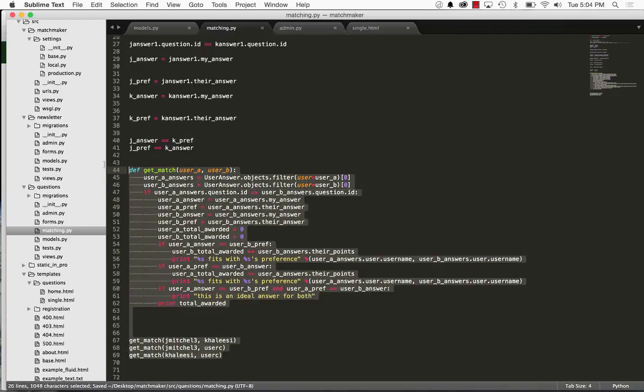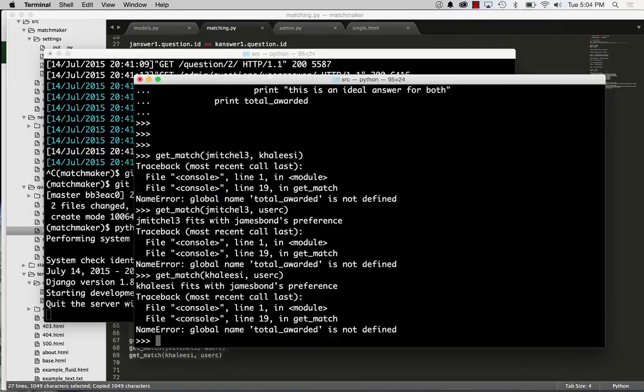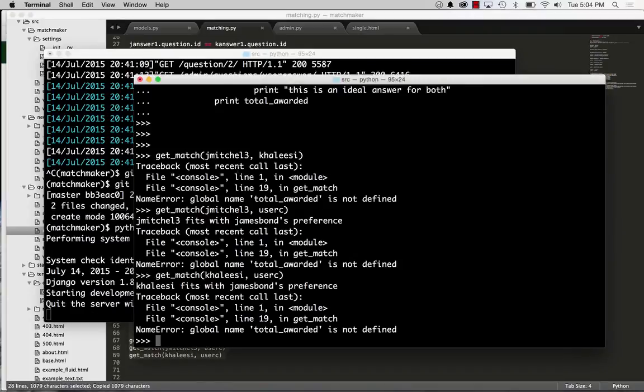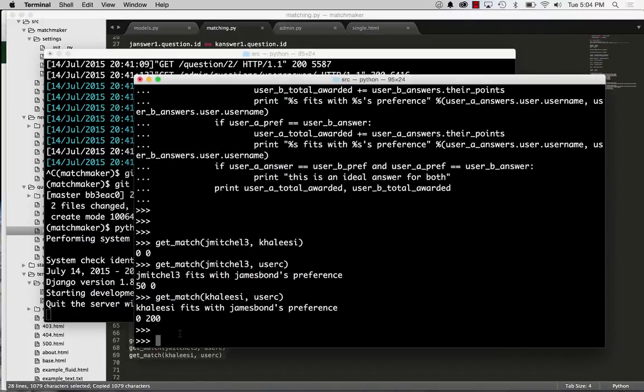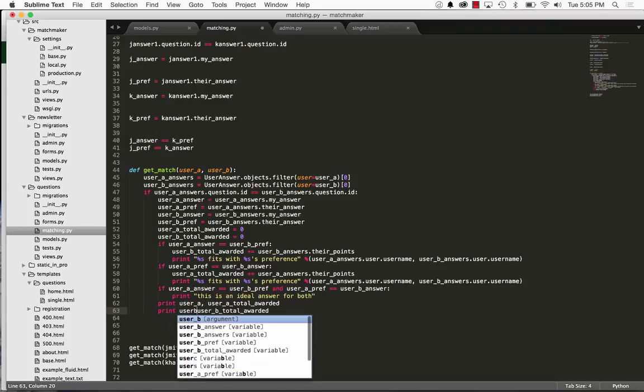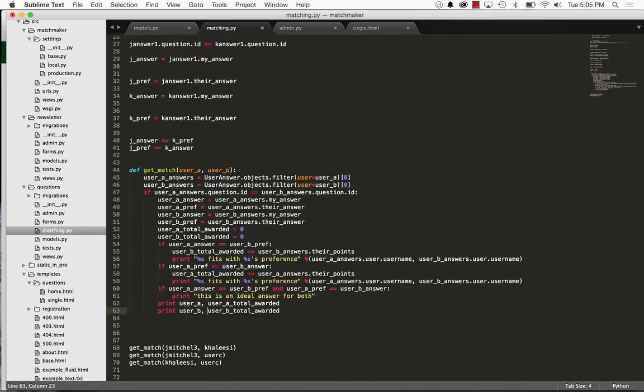So now let's try this again. And we had a little bit of an issue here. Print these two. Copy that, paste it in. So now we see the actual points that are there, so user A and then user B. Let's also print out these users, and we'll print it to the users that they're awarding. So we'll say user A total awarded to user B, and then user B total awarded to user A.